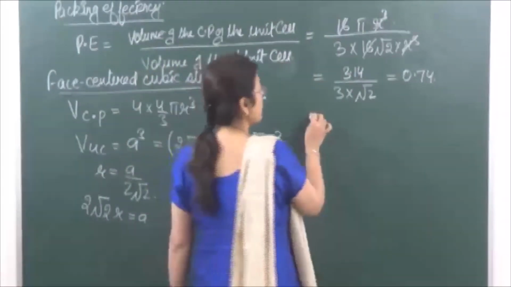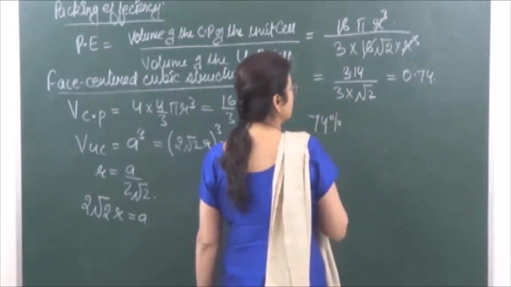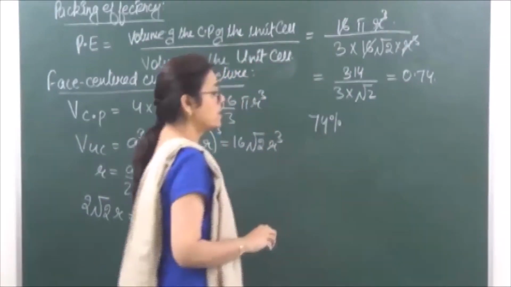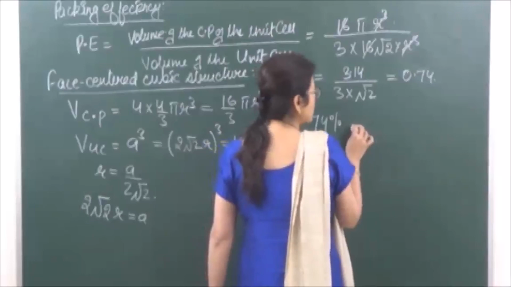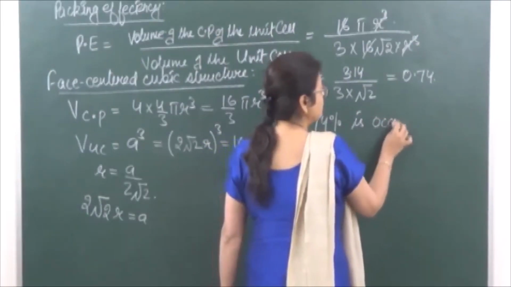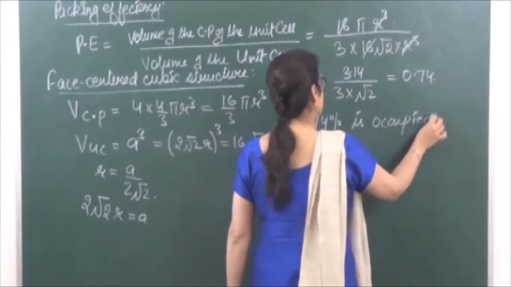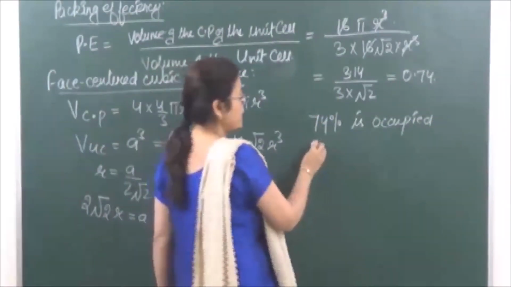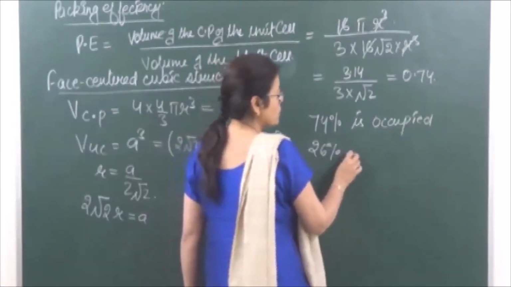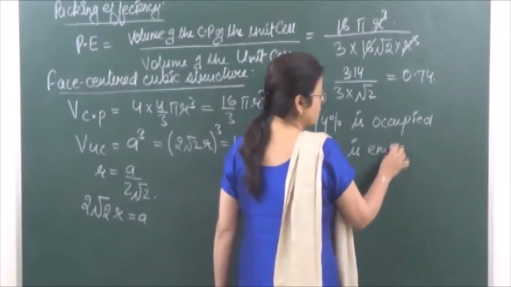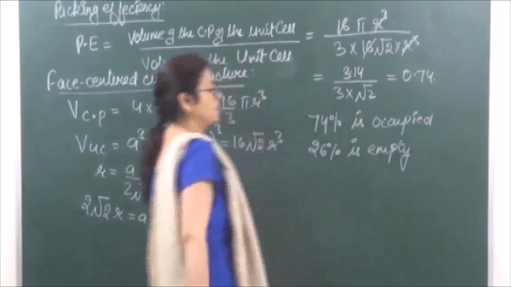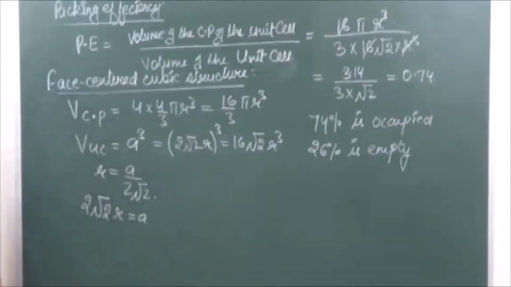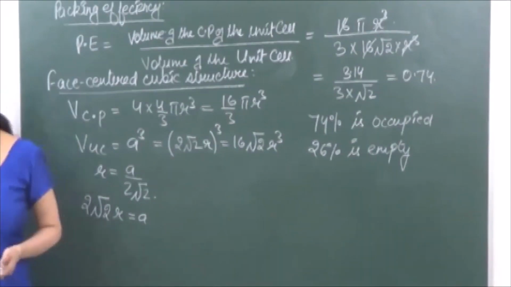which means 74% of the space is occupied. If 74% is occupied, then how much will be empty? 26% of the space is empty. Right? Okay. Then the last kind of cubic structure which we have, that is body-centered cubic.